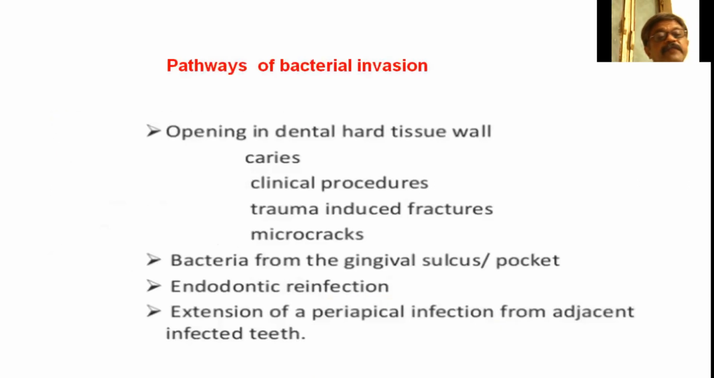Now the pathways of bacterial invasion. So pulp could be invaded in various ways. First one is the opening into the dental hard tissue wall, how, through caries, through clinical procedures, through trauma induced by fractures and microcracks. Then we have bacteria from the gingiva. It is the space between the gingiva and the tooth, that is the gingival sulcus, also known as pocket. Although gingival sulcus is the normal term, pocket is a pathological finding.